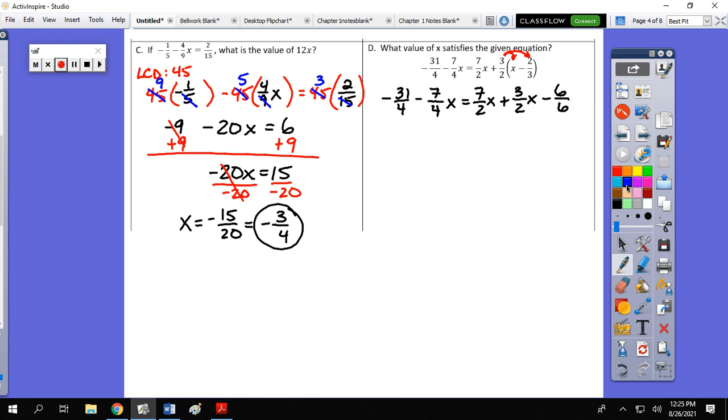So in reality, we don't even need this. We can just have 1 there instead. That can cancel, and we can have minus 1. So when we're looking at our denominators, we have denominators of 4 and 2. So the LCD would be 4. So we're going to do 4 times each term.